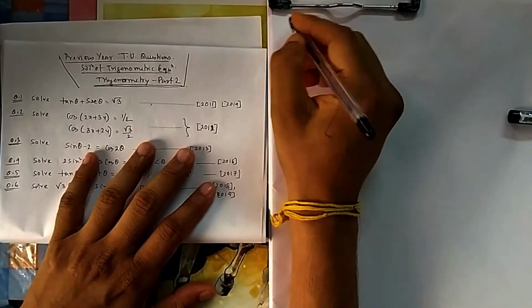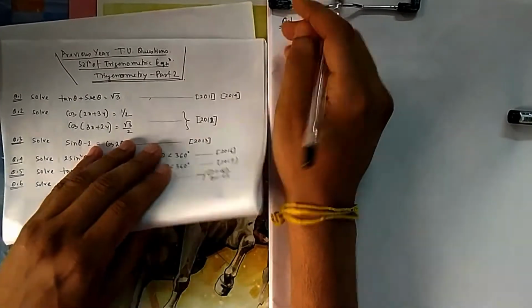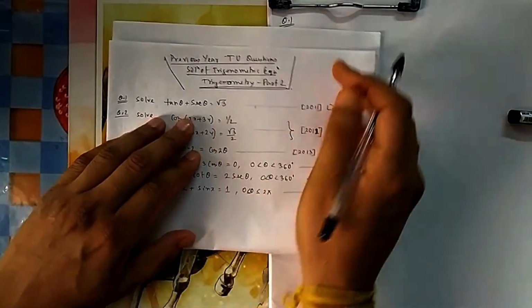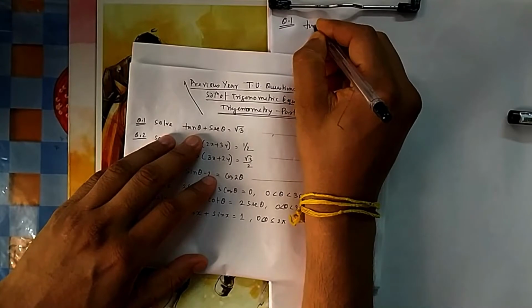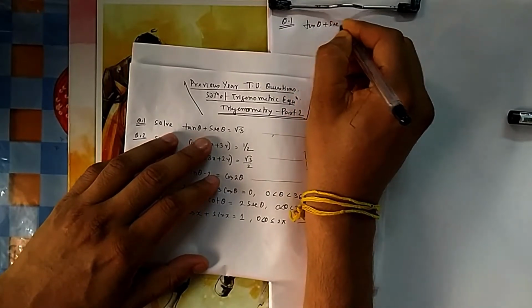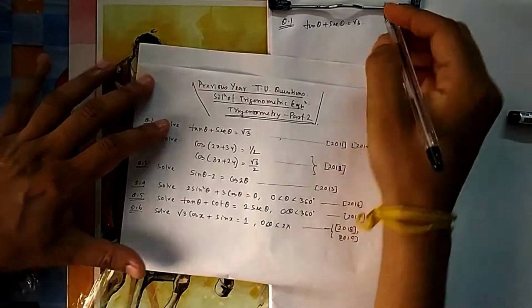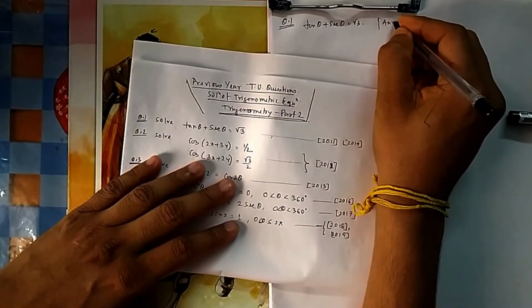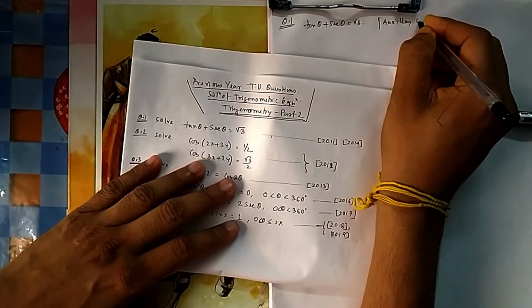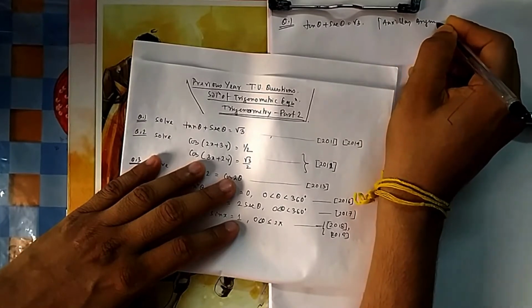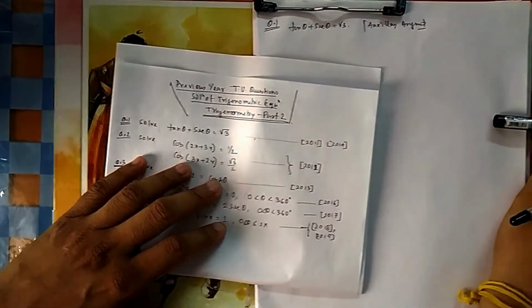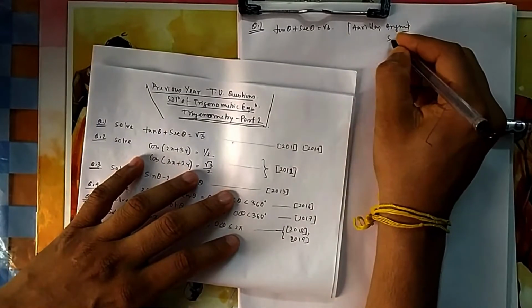Okay students, if you see question number 1, what they have given here: solve tan theta plus sec theta is equal to root 3. So these are known as trigonometric equations solving using auxiliary argument. Introducing an auxiliary argument means we will introduce a new argument. Once one equation is given, we will try to bring another equation from that.